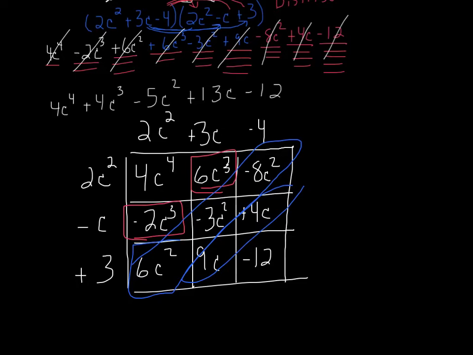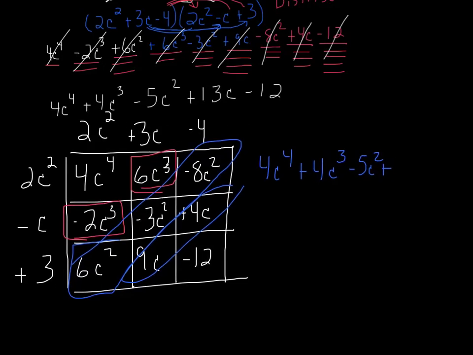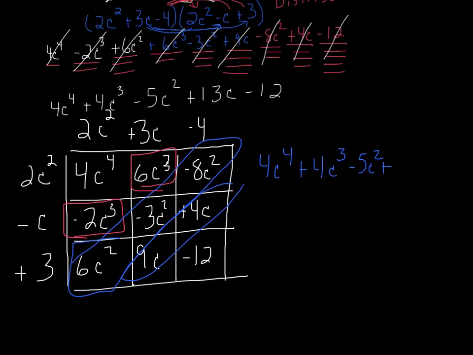So we got 4c to the fourth, negative 2c to the third, and then we got plus 4c to the third. We got 6, negative 3 is 3, and negative 5, negative 8 is negative 5c squared. We got plus, running out of space here. See if I can move it all over. Oh, look at that, I can. So we got plus 13c and minus 12.